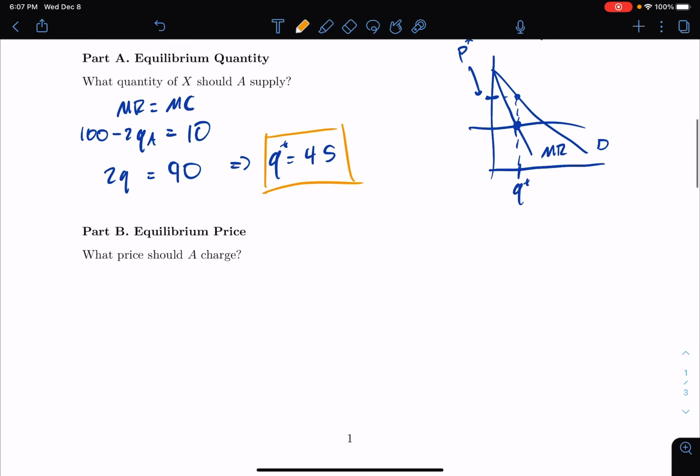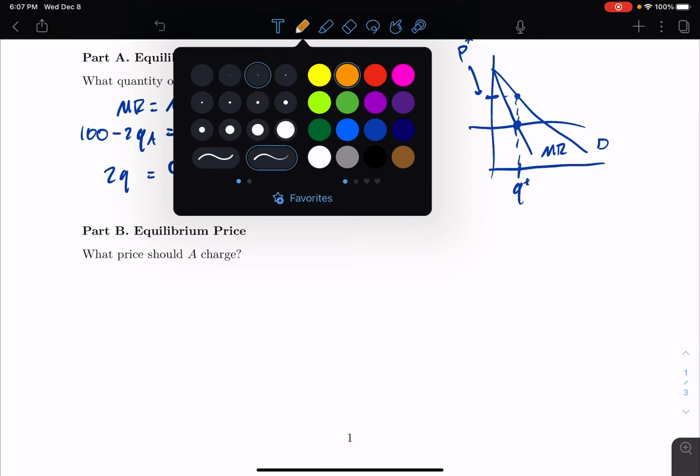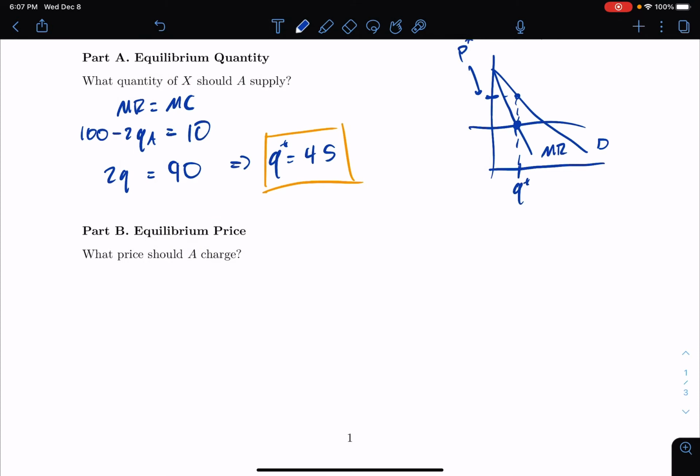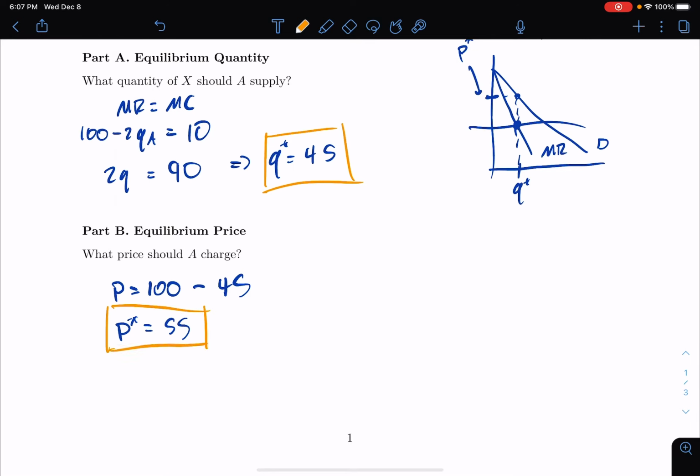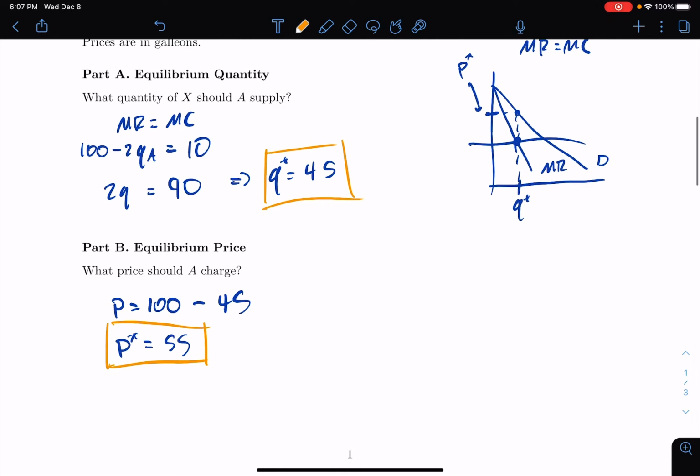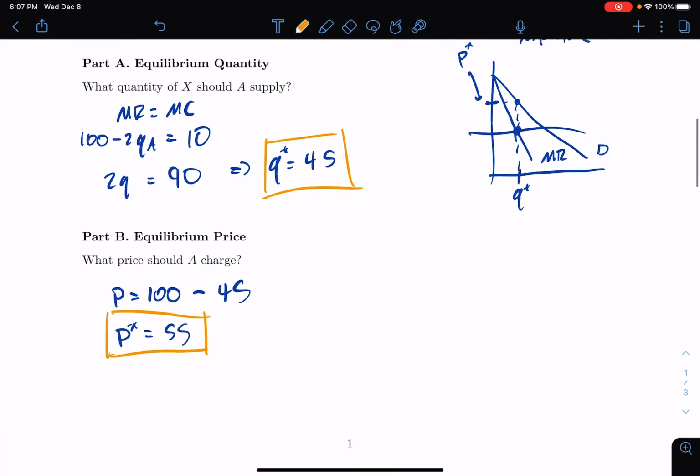We have just one seller in the market choosing quantity and choosing price, which is the second part of this question. So we're asked to find the price that firm A should choose. So all we have to do is take the demand curve, which is P is equal to 100 minus Q, and plug in 45. That gives us that the equilibrium price is equal to 55. Okay. So we're all set here.